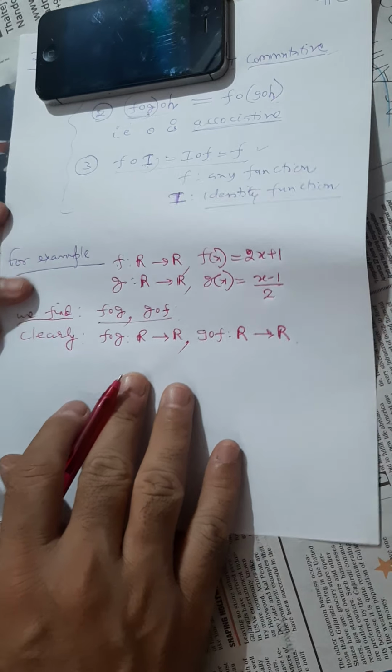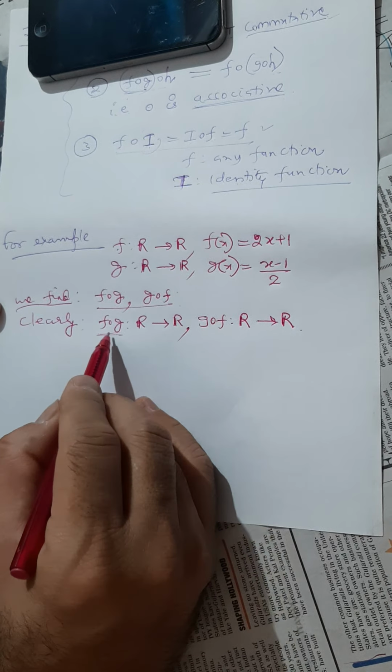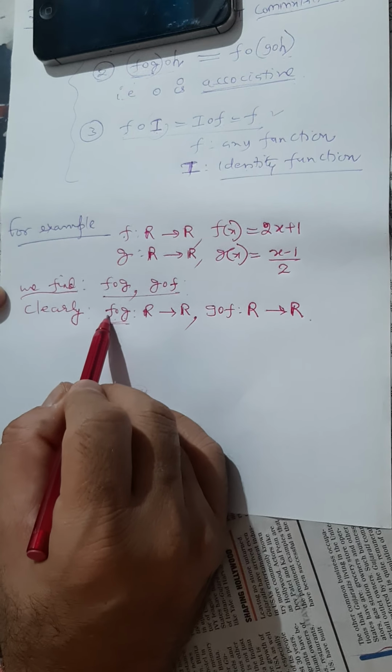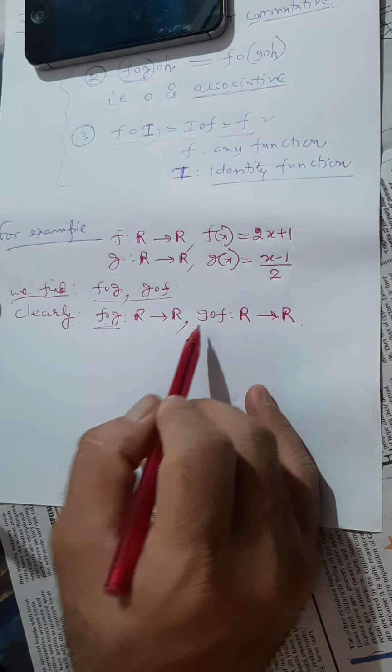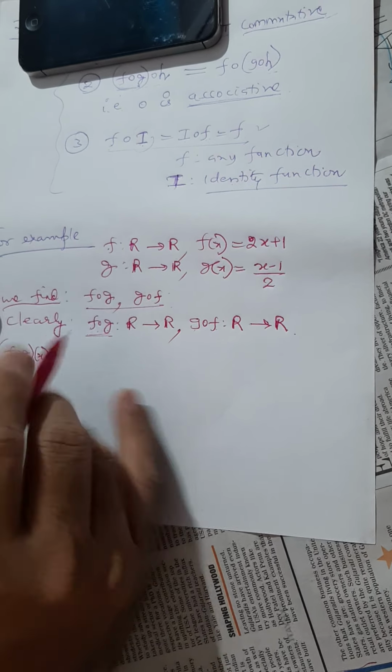These are the two functions. These four sets are equal. Now let me see this. In this, first G is applied, then F. In this, first F is applied, then G. So I'll find FOG at any x.